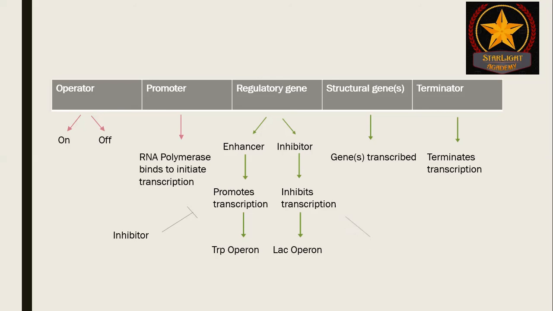On the other hand, if we want to promote transcription in a negatively regulated operon like lac operon, we need an inducer. Inducer in the case of lac operon is lactose itself. Lactose goes and binds to the repressor protein in such a way that the repressor protein is unable to bind to the operator region. Operator remains on and the structural genes are transcribed.